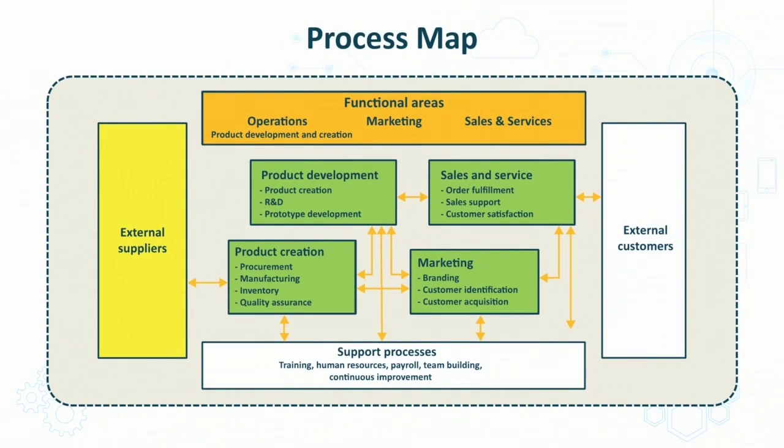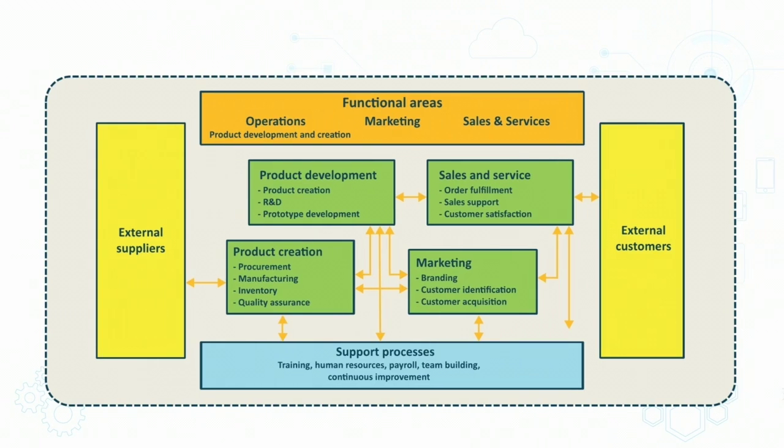Sales and service is a key portal for the direct exchange of information with customers. Sales and service personnel interact with marketing staff and with product development personnel. Product development personnel interact with workers in all of the other core processes. Information is exchanged about products, services, features, and functions with personnel in product creation, marketing, and sales and service. External customers communicate directly with sales and service personnel. The support processes interact directly with all of the core processes.